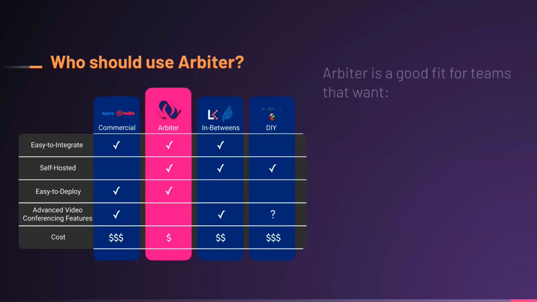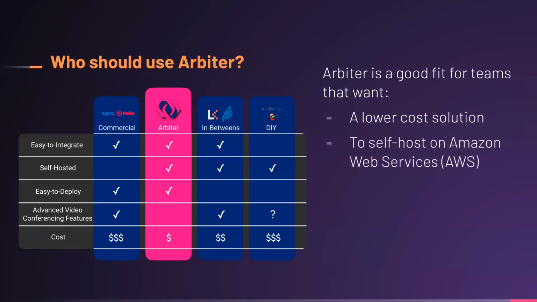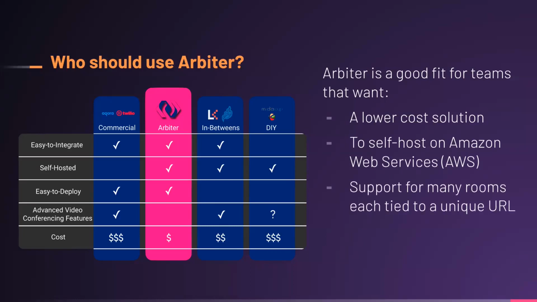So who should use Arbiter? Arbiter is a good fit for teams who are looking for a lower cost solution because it is easy to integrate, easy to deploy, and has no commercial product fees. For teams that are willing and able to host an application in their own Amazon Web Services environment, who are looking for a video conferencing solution that has support for many rooms, each with unique URLs, and for a solution that offers basic video conferencing features. Arbiter does not support all of the advanced video conferencing features of a commercial solution, but for many applications, these are not required, and Arbiter will be a good fit.